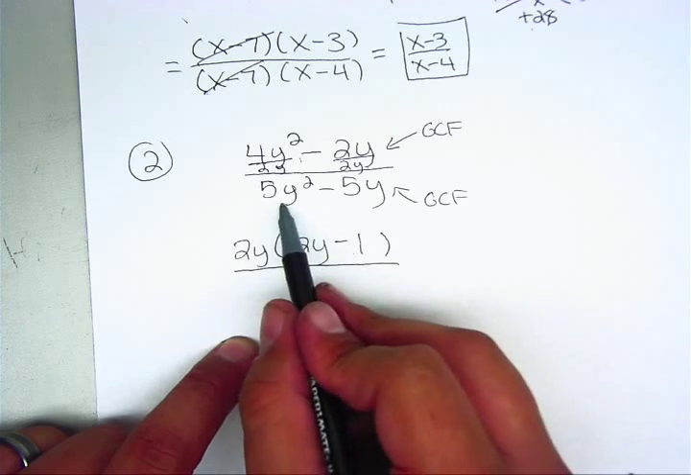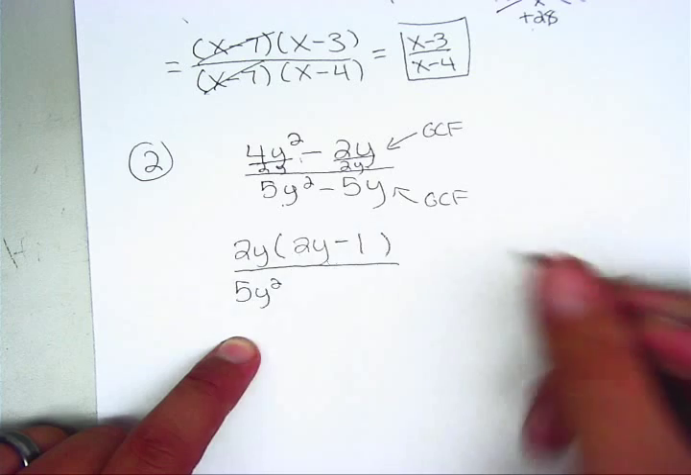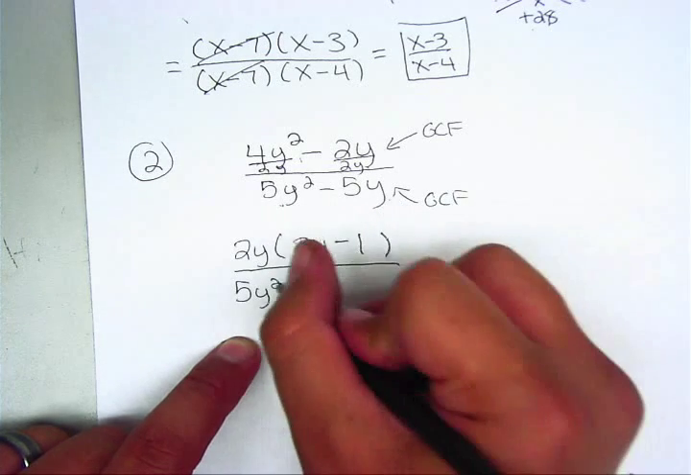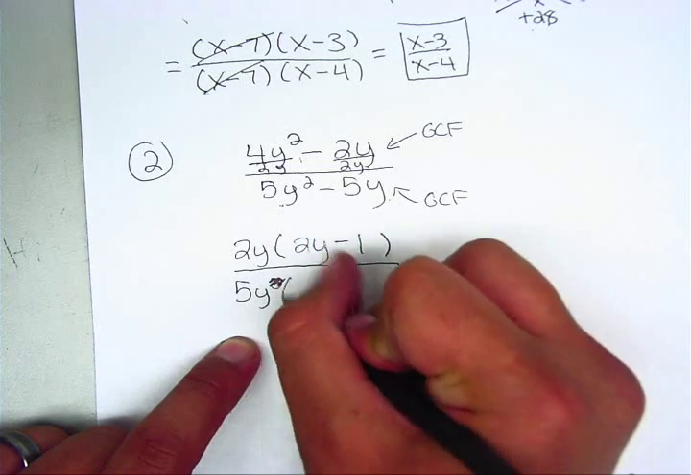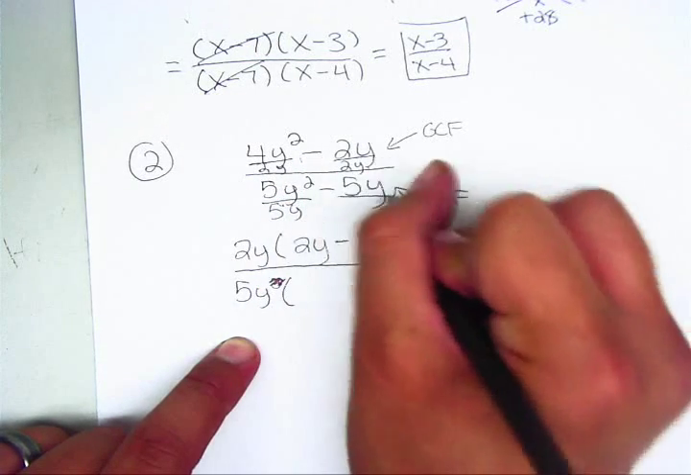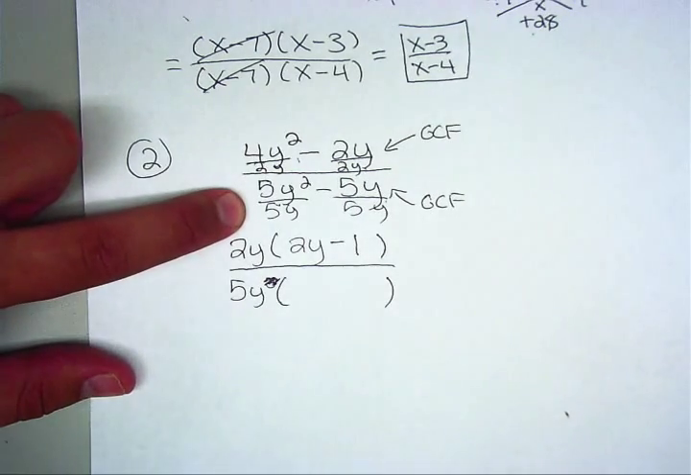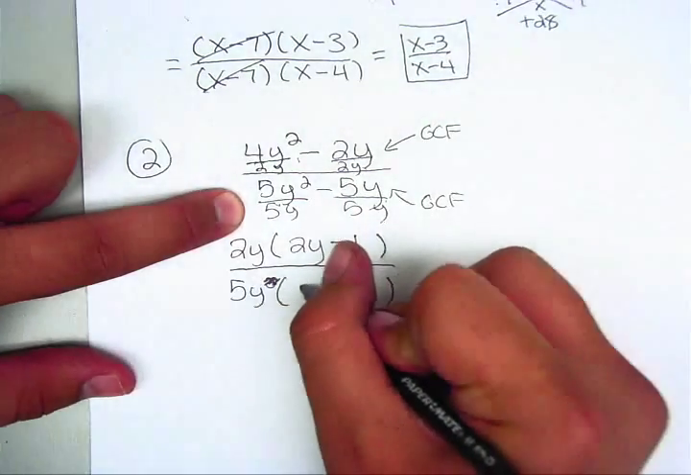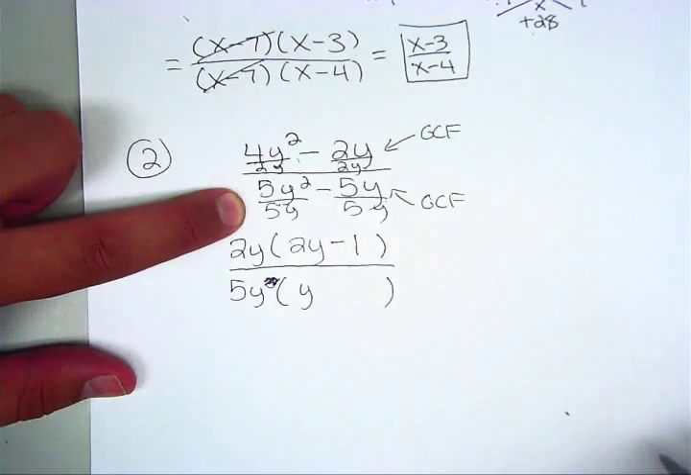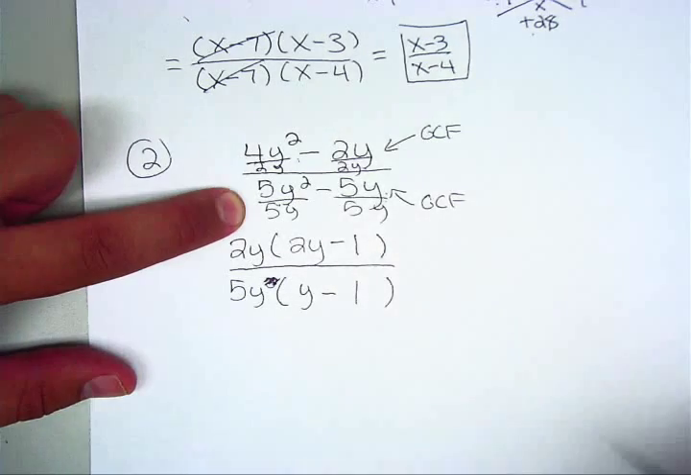On bottom, 5y squared minus 5y. The GCF of 5y squared and 5y is 5y. When I divide each of these by 5y, I'm going to get the answer inside my parentheses. 5y squared divided by 5y is 1y, or just y. Minus 5y divided by 5y is just 1. The y's cancel.